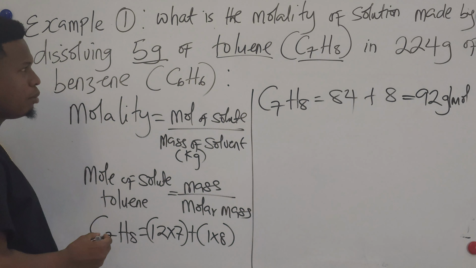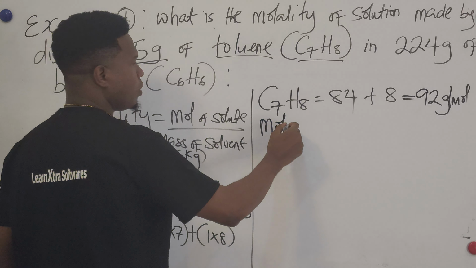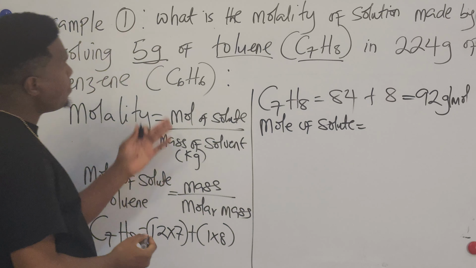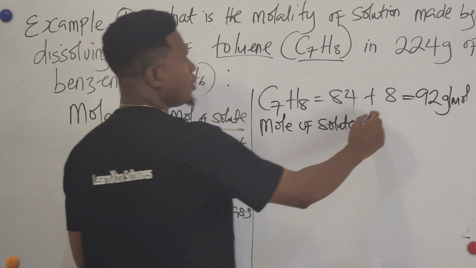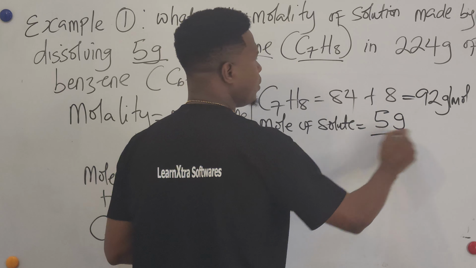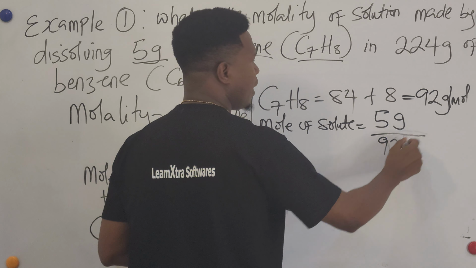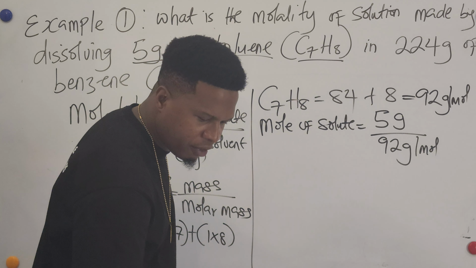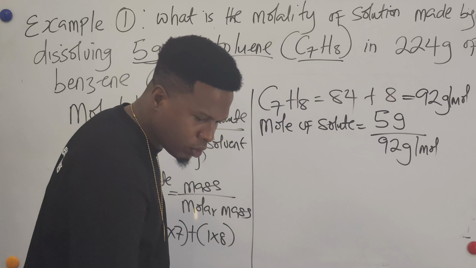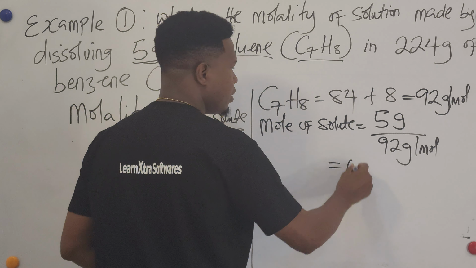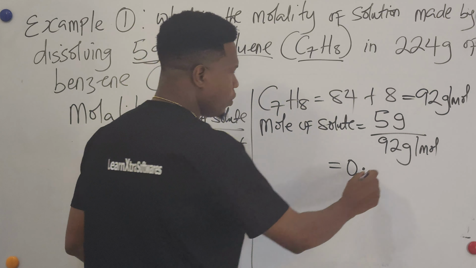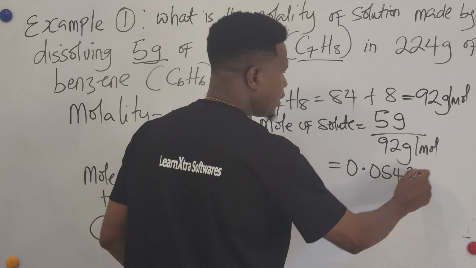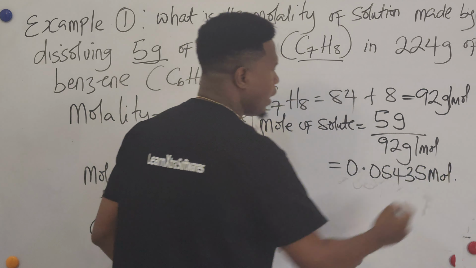So we quickly get the mole. Mole of solute will be equal to, what is the mass? The mass of solute is 5 gram. So it's going to be 5 gram divided by 92 gram per mole. So quickly, if you divide 5 by 92, you will have the mole to be 0.05435. Let's take 35 mole, right?